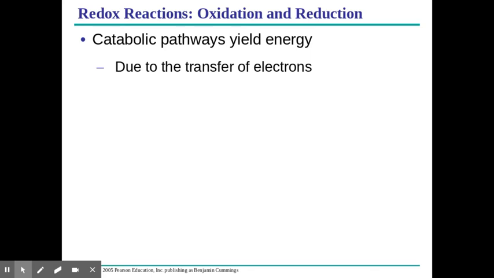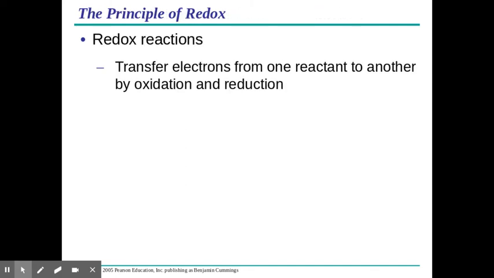So we're going to get into a term called redox reactions, which you probably learned about in chemistry. So these are oxidation and reduction. And catabolic pathways will yield energy due to the transfer of electrons. That energy would have come from your food and is released later in order to make ATP through cellular respiration. So let's just go through a couple of those in a little bit.